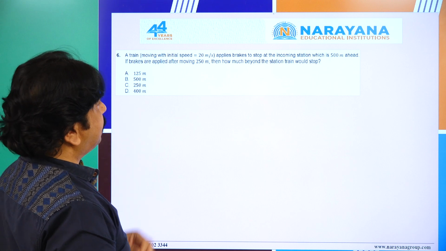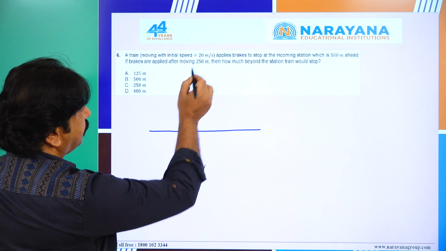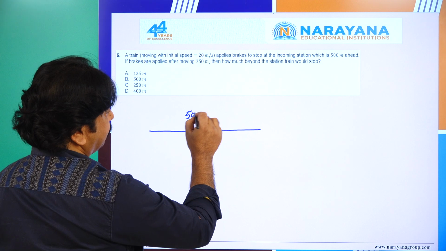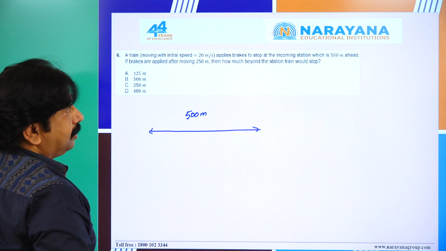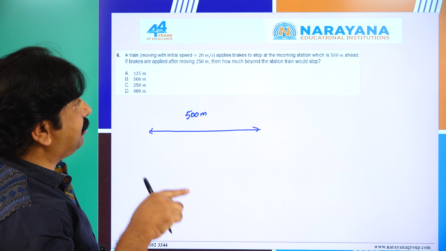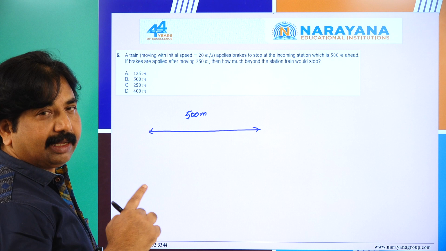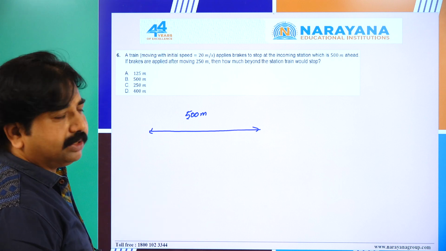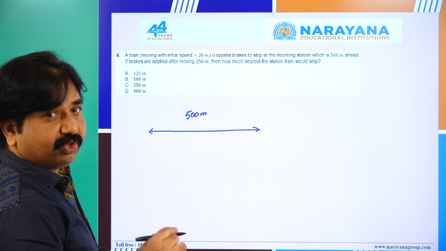A train moving with initial speed means, for example, this is the path. Initial speed of the train is 20 meters per second. Initially, the distance of the station is 500 meters. But a train moving with initial speed applies the brakes to stop at the incoming station. But here, the capacity of the brakes is not given. But as per the question, we can take the information such a way.